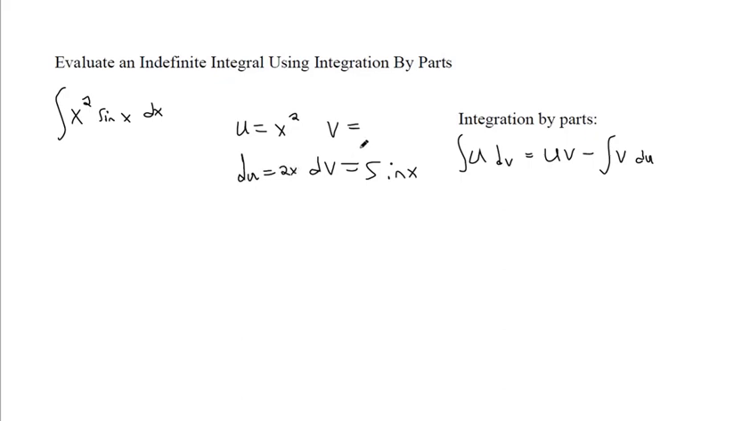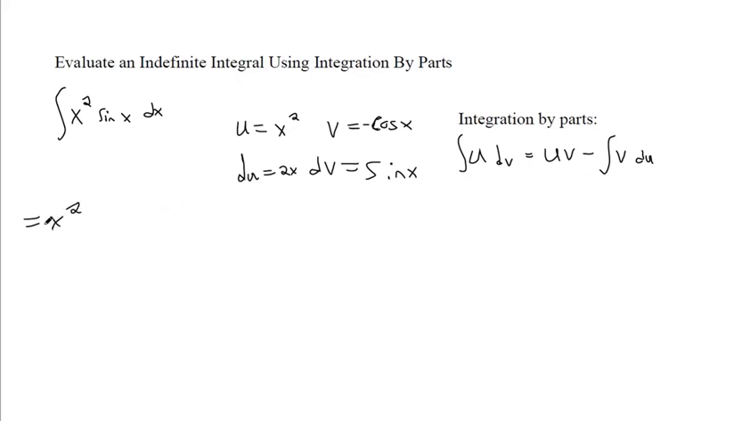And then v would be the antiderivative of sine of x. And so that's negative cosine of x? Yeah, because the derivative of cosine is negative sine. So the derivative of negative cosine would be positive sine. So we've got our antiderivative of dv. So now that we have all four of those items, now we can plug them into the right side of the integration formula. uv, so u is x squared.